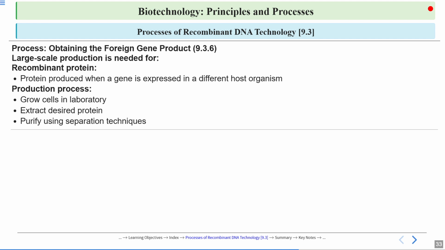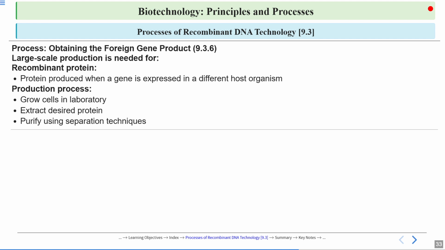This is a protein produced when a gene is expressed in a different host organism, meaning the gene is taken from one source and the host is from another source. Then this protein is produced when this gene is expressed in the different host organism. This is what it's going to tell. It means this gene and this host are from different sources.